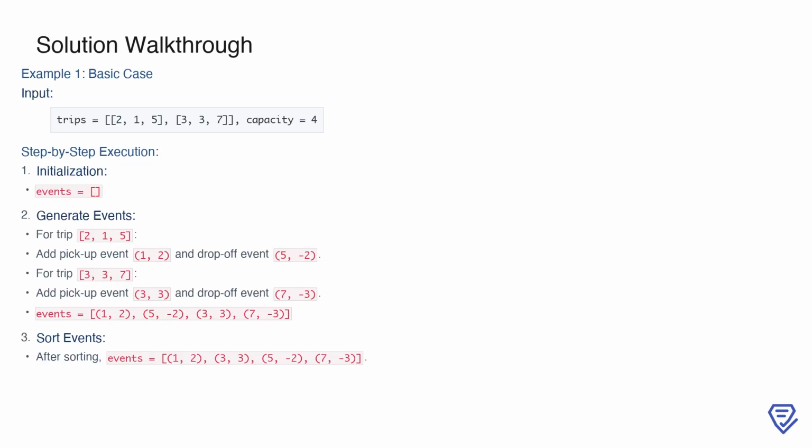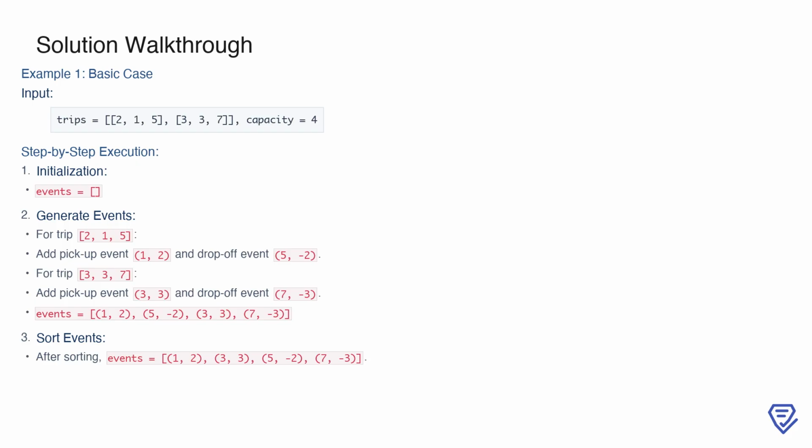To solve the problem, we start by examining the basic case. The input consists of 2 trips and a capacity of 4. First, we initialize an empty list called events to store all pickup and drop-off events. Next, we generate events for each trip. For the trip where 2 passengers travel from location 1 to location 5, we add a pickup event at location 1 with a value of 2 and a drop-off event at location 5 with a value of -2.